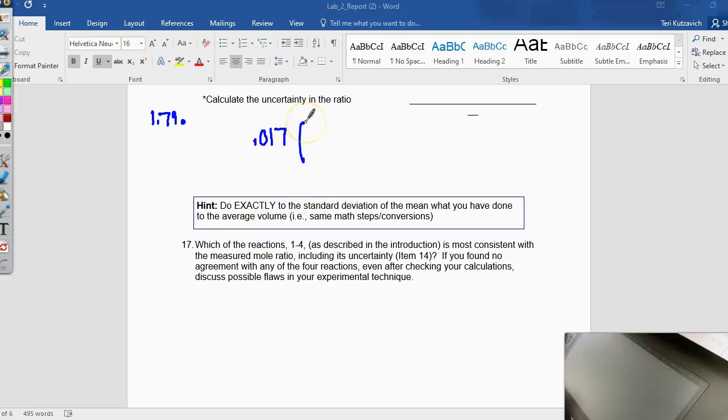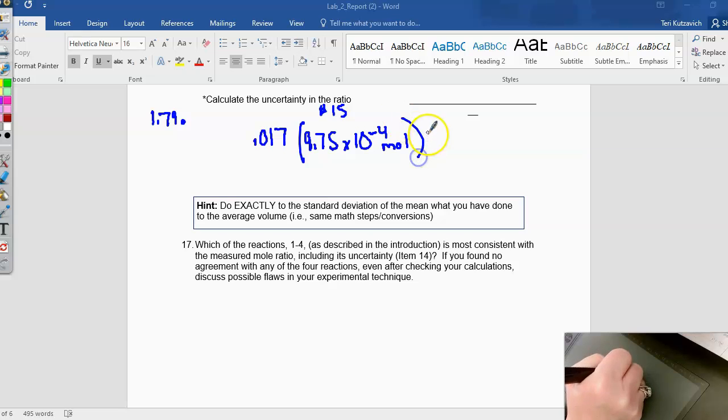And multiply it by your number 15. I believe my number 15 was 9.75 times 10 to the negative 4th moles. It's a little bit confusing with using the different numbers because I'm trying not to give you the answers, but that's what you would do.